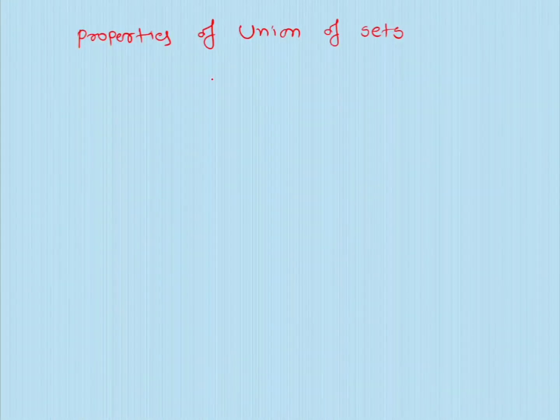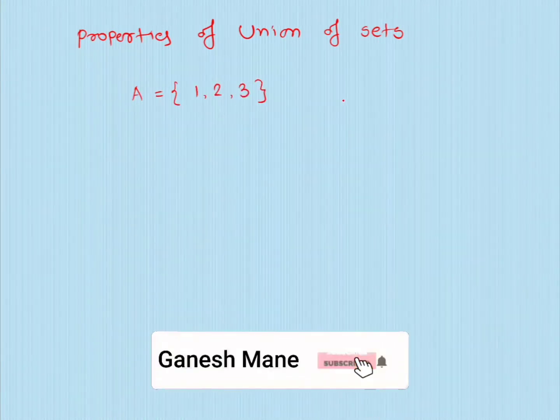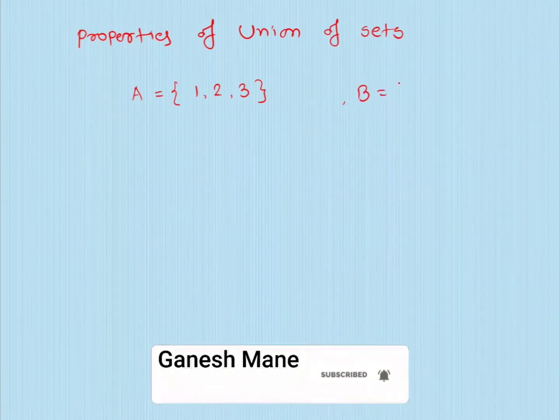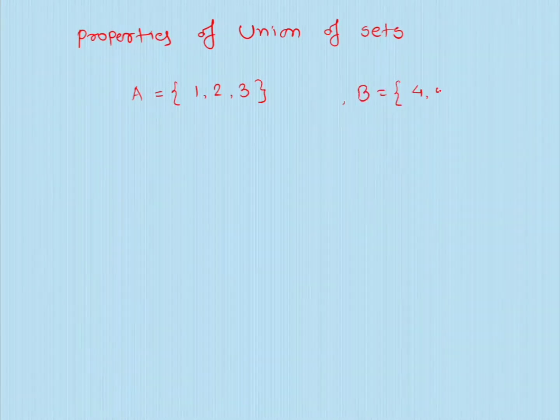Hello friends, today let's learn some properties of union of two sets. First of all, let us understand what is union of sets. Suppose we have two sets given, set A, that's 1, 2 and 3, and there is another set which contains elements 4, 5 and 3.